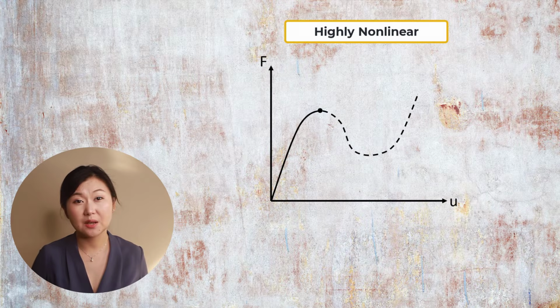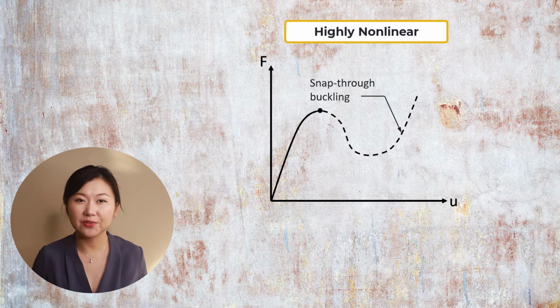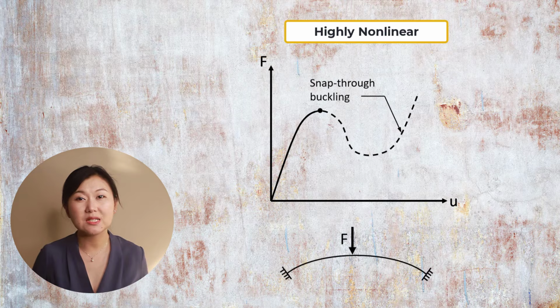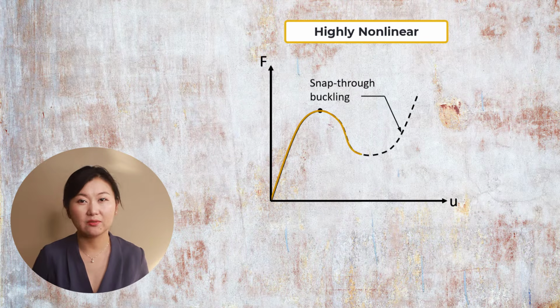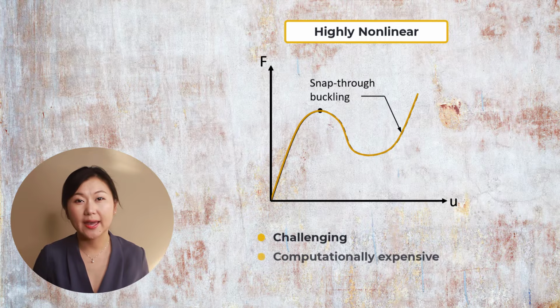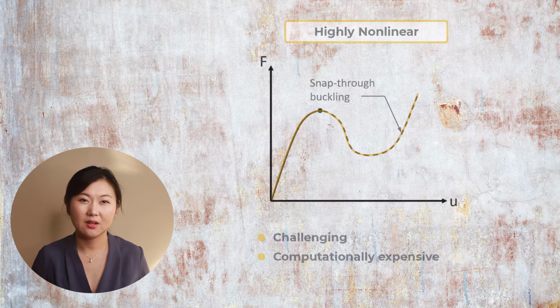First of all, we should notice that buckling is a highly nonlinear process. Sometimes it even involves a snap-through phenomenon, which means the displacement jumps from one configuration to another, even without an increase of the applied load. Solving the entire buckling behavior of a structure can be challenging and computationally expensive.